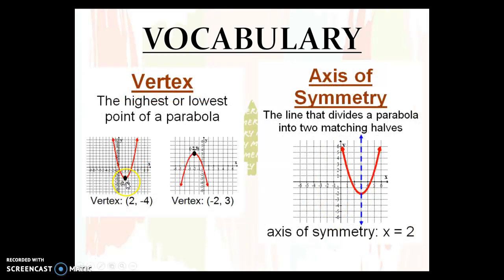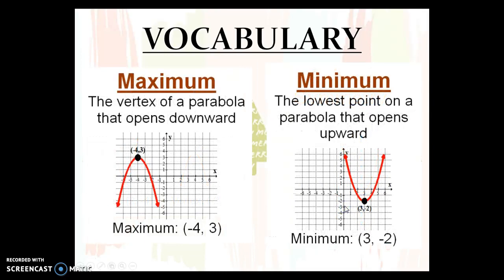Vertex is the very lowest point or the very highest point on a parabola. Axis of symmetry is that line that splits it in half. The maximum's like a mountain. It has a max, okay, the very highest point. Minimum, like a valley or a hole. It has a very minimum.